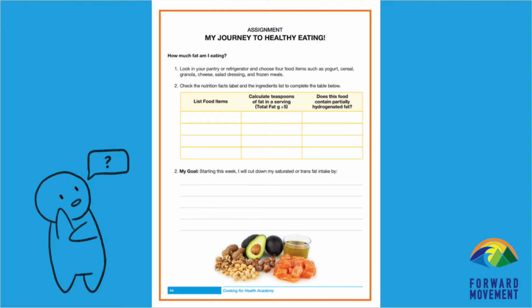An activity you can do at home with your family or housemates is the My Journey to Healthy Eating worksheet. It will help you take stock of the fat content of foods already in your home and help you set goals for how to apply the lessons about fat that we learned today.